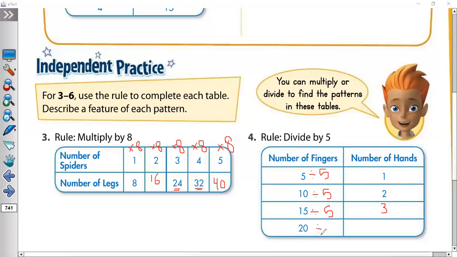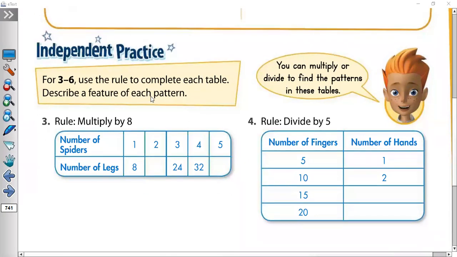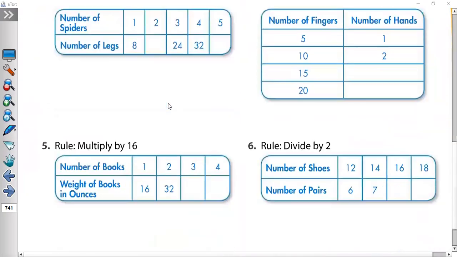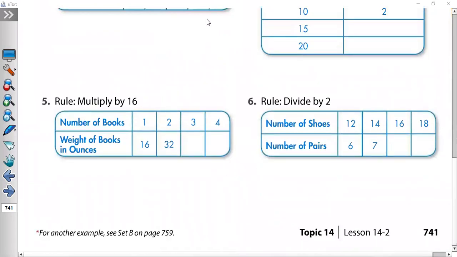The next one, 20 divided by 5. 20 divided by 5 is 4 because 4 times 5 is 20. Excellent. Let's see another exercise. Here we have number 5.